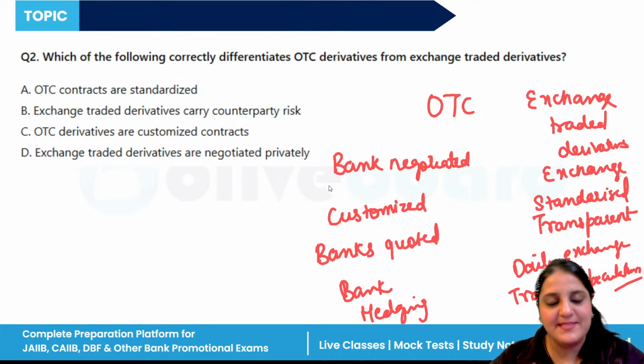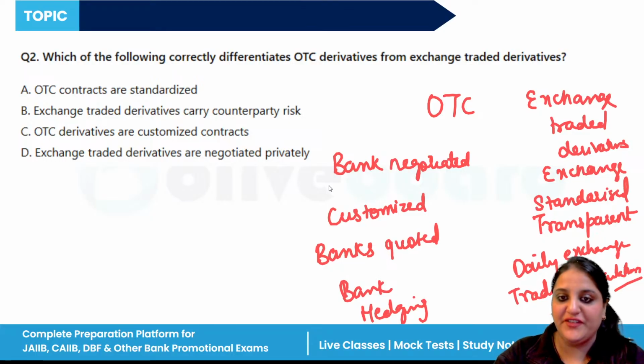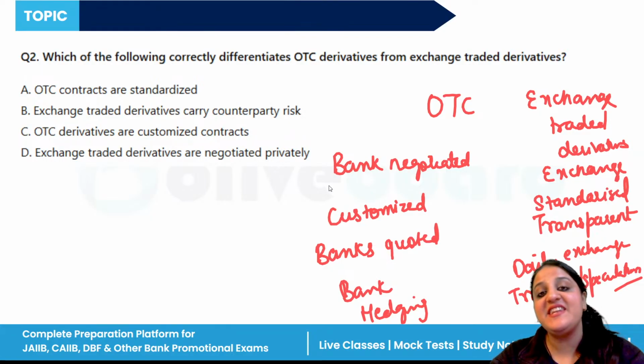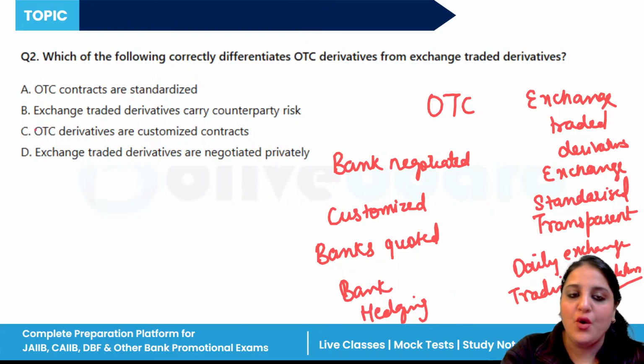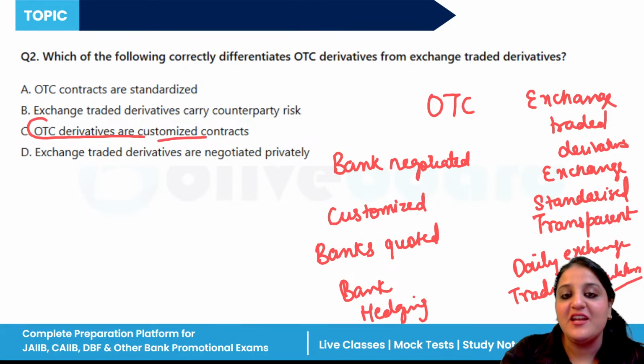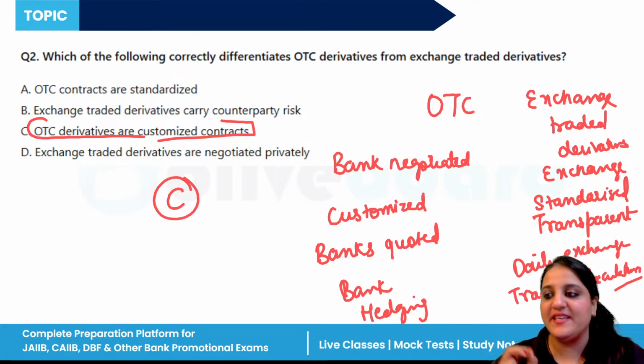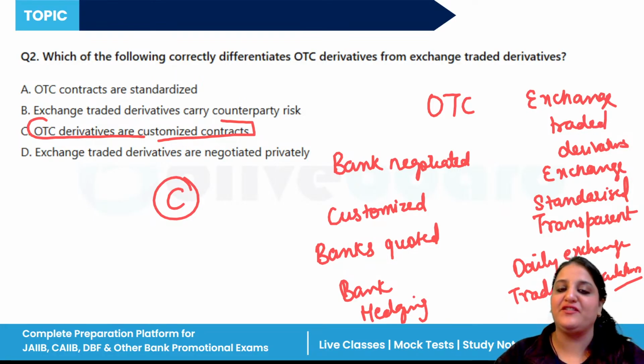Simple, yes. OTC derivatives are customized and negotiated directly with the banks, unlike standardized exchange contracts. So the correct answer here is option C. OTC derivatives are customized contracts.